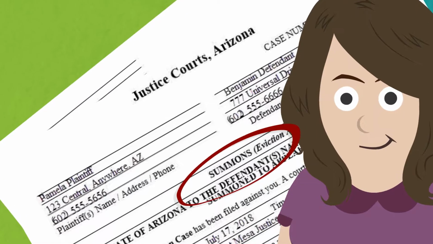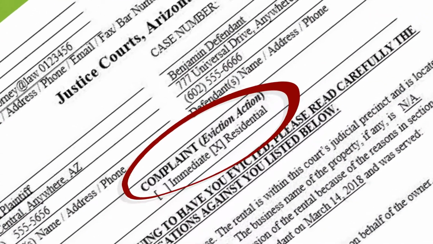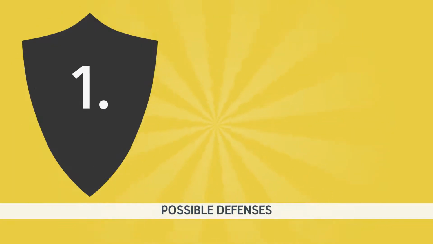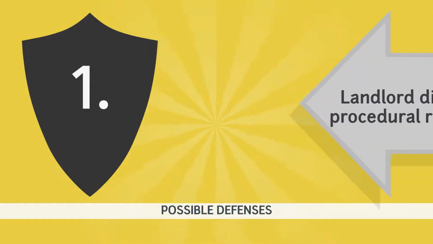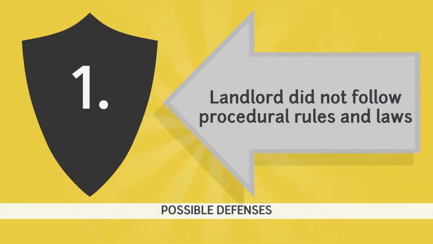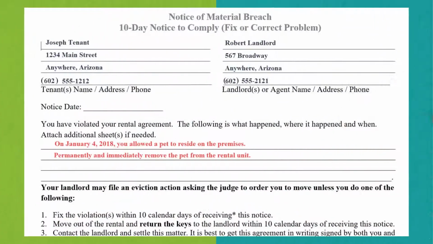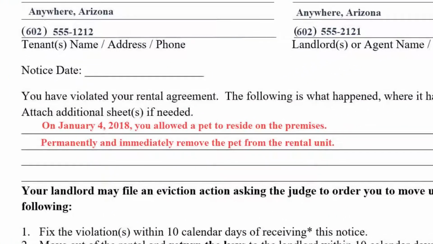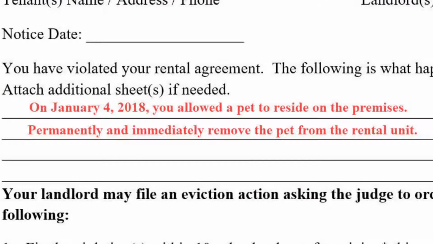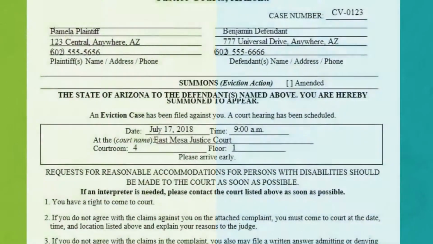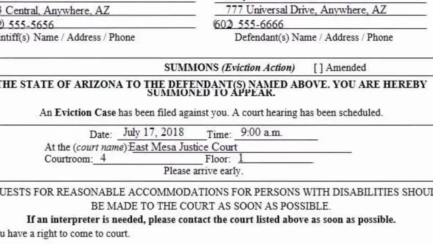You have received eviction paperwork from your landlord, but you should know that there are several possible defenses that you can present. One is that your landlord did not follow the procedural rules and laws to evict you. The law requires the landlord to give you proper written notice of your violation that clearly states what you did wrong. The landlord must also provide you with the proper summons and complaint.